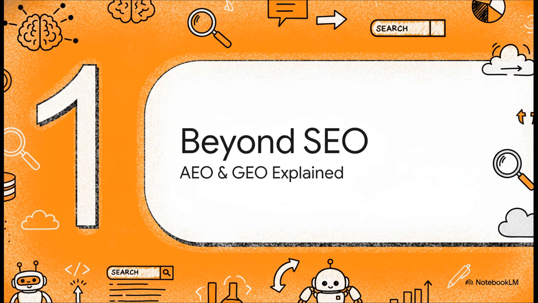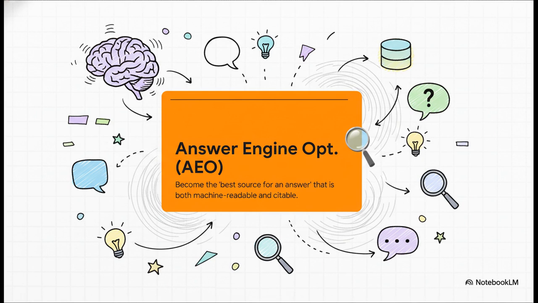So to get a handle on this new world, we've got to learn some new lingo. It's not just about search engine optimization, SEO anymore. We need to get really comfortable with two new concepts that are defining everything right now, AEO and GEO. All right, first up, AEO, Answer Engine Optimization.